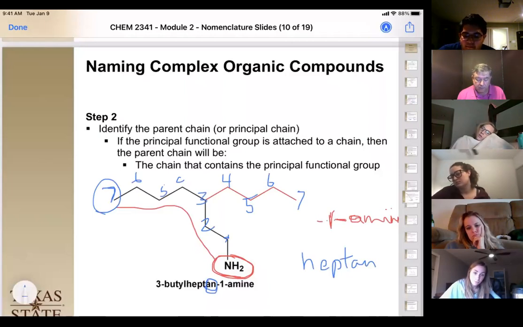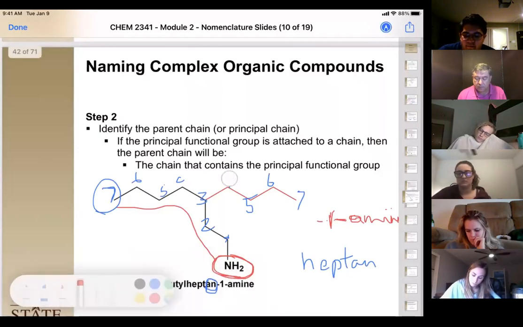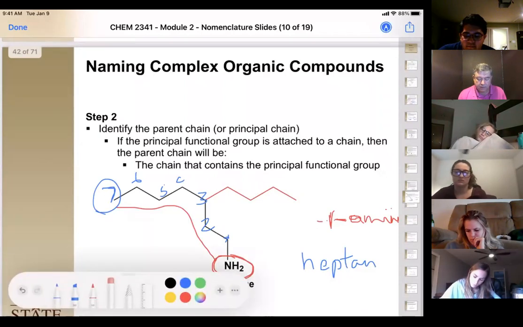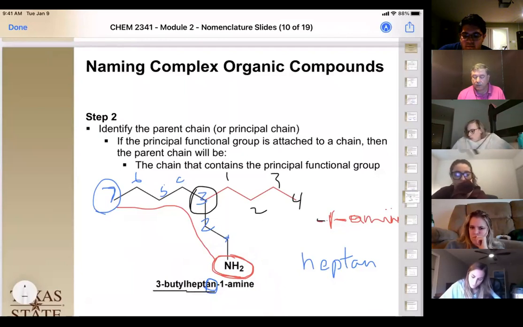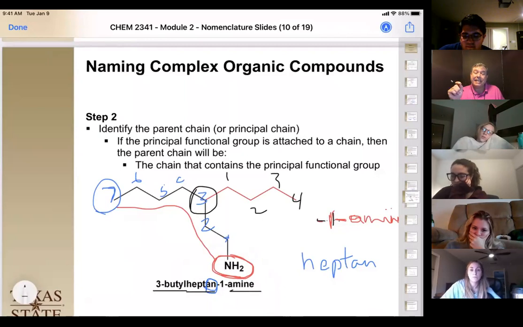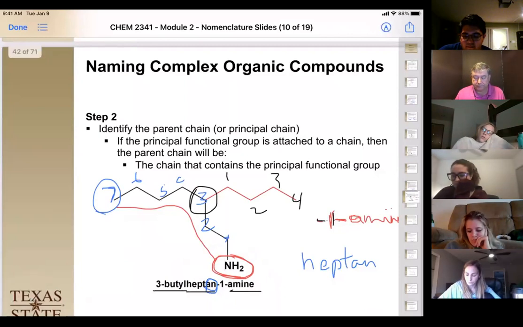And then, since that is no longer the main chain, we've got to number that. And that is 1, 2, 3, 4. So that's the butyl chain, and it's located on the number 3 carbon. So our name is now 3-butylheptane-1-amine. Okay, so that's the first functional group above the alkanes and alkynes. But all we're doing is dropping the E and adding our functional group. Okay, we still keep the AN, the EN, or the YN if needed.